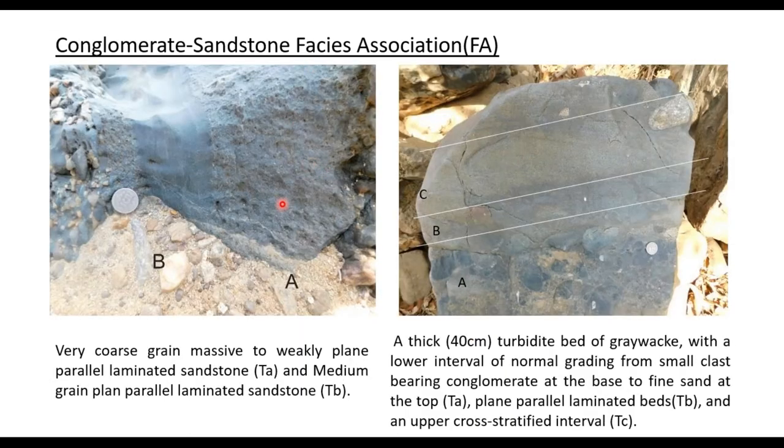Turbidite bed A with coarse massive sandstone, and turbidite bed plane parallel laminated sandstone, is developed within this interbedded sandstone. And this right picture is a very good succession of turbidite beds, indicating Bouma sequence A, B, and C. A indicates the graded bed from conglomerate to coarse sand. B indicates the parallel laminated sandstone bed, and C indicates the cross stratified sandstone bed.